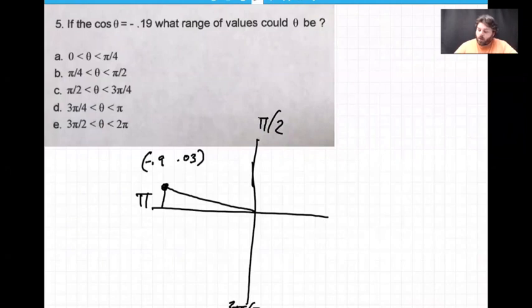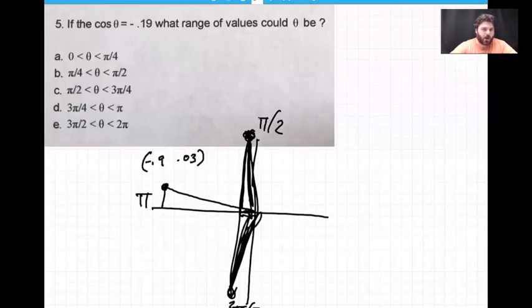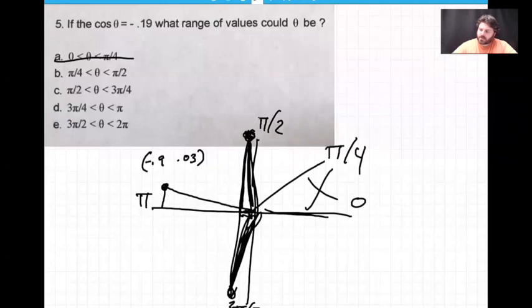But since it's very small, we know we only went a little bit to the left, and then we either went up or we went a little bit to the left and we went down. So it's either right here or it's right here. These are the only two places where cosine is very small and negative. So could it be between 0 and pi over 4? Remember, this is pi over 4 right here. This is 0. It can't be in this region. That's what A says. So it's not there.